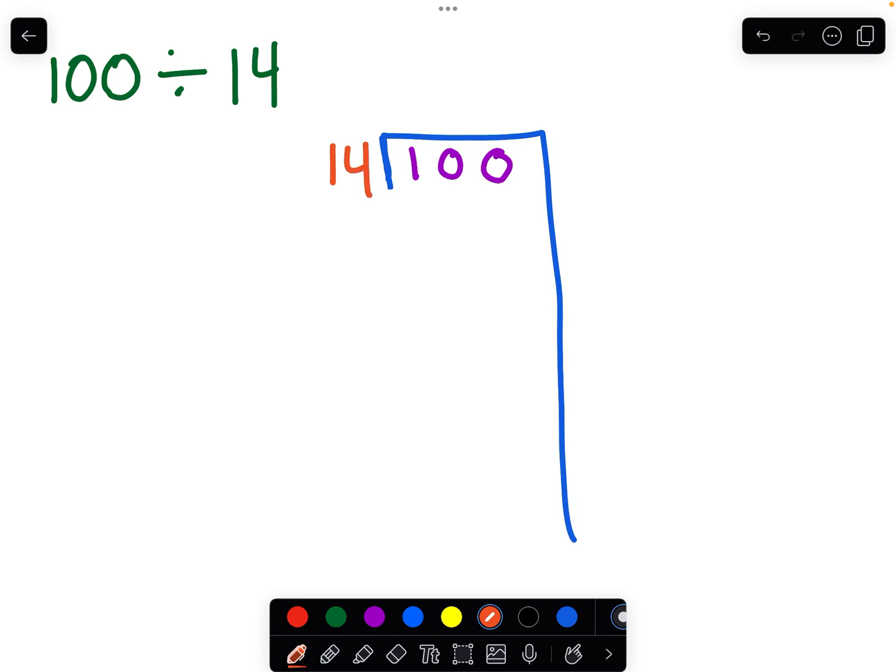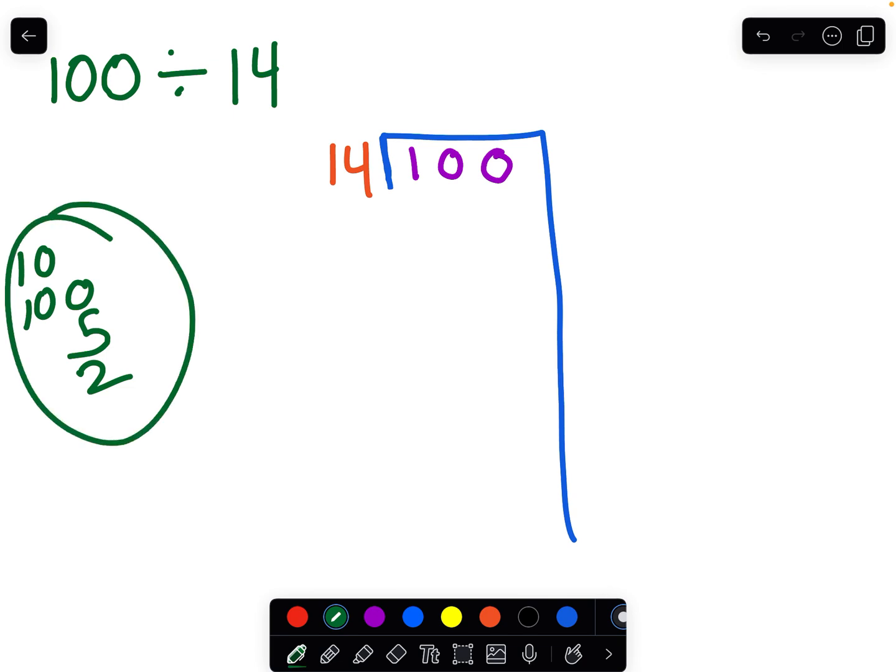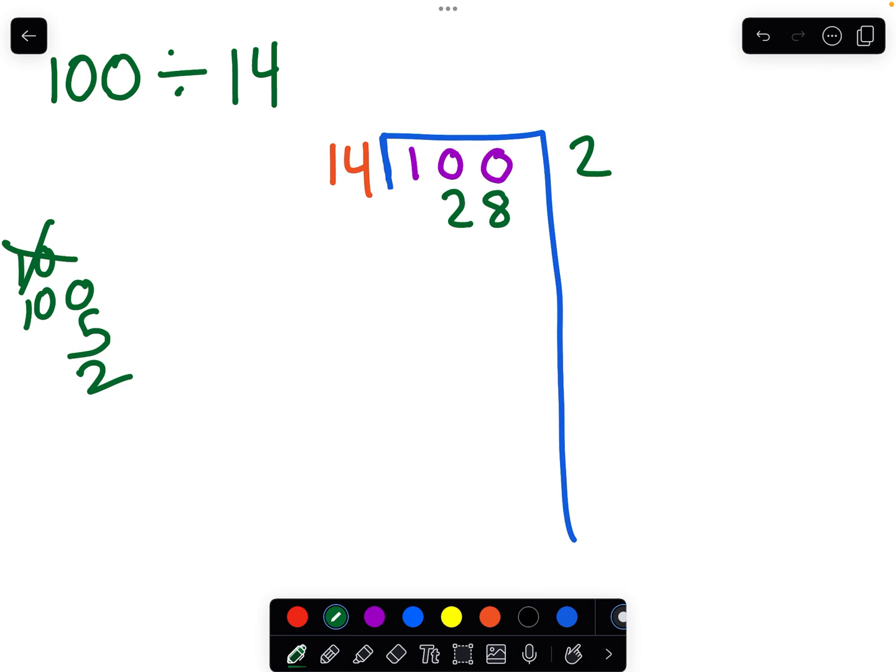Okay, so remember, we are working with our friendly numbers. Friendly numbers are 10, 100, 5, sometimes 2, and then other numbers that we can easily multiply by. So the first thing I'm going to say to myself: okay, 14, how many times can it go into 100 using my friendly numbers? I think 14 times 10, well, that's too much because that's 140. So we can't use 10. We've got to go smaller. Well, 2 is a very friendly number. I'll start there. 14 times 2 is 28.